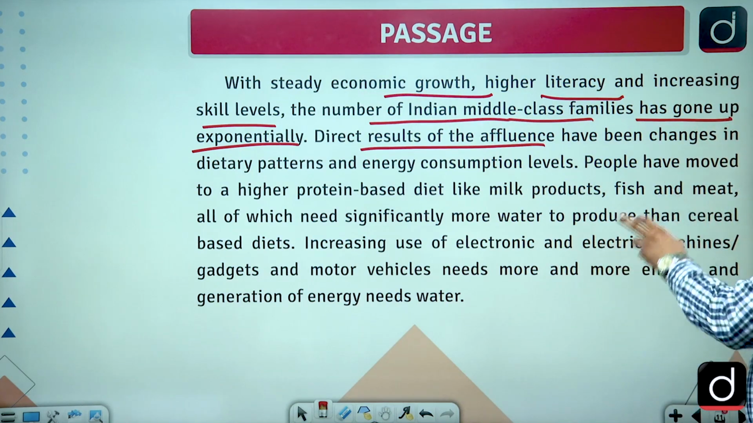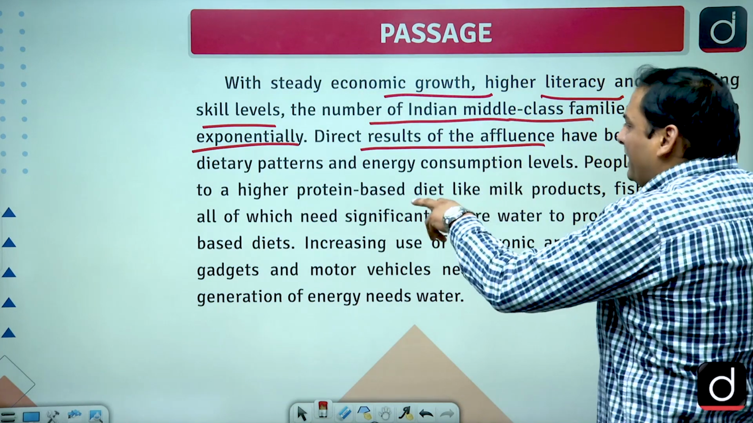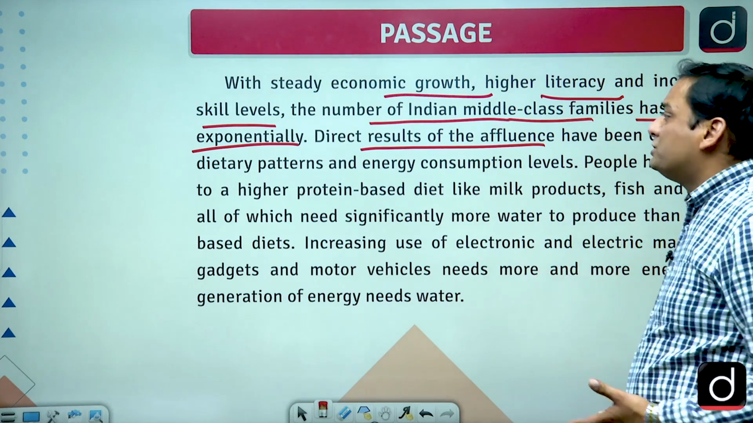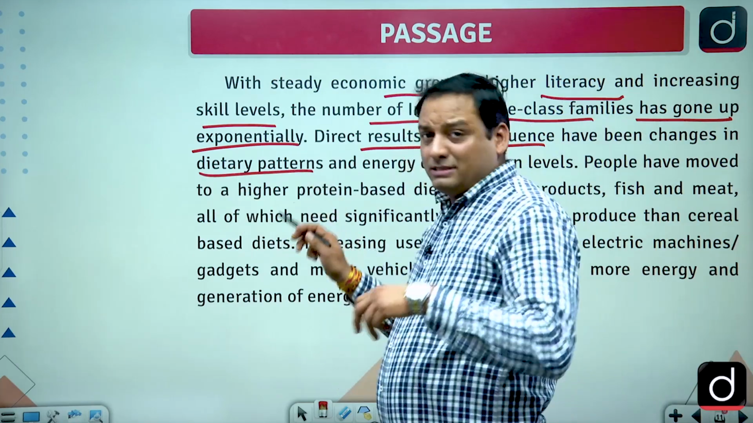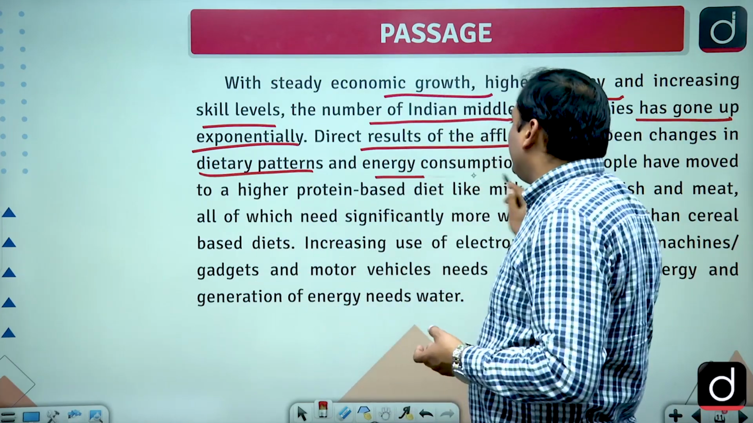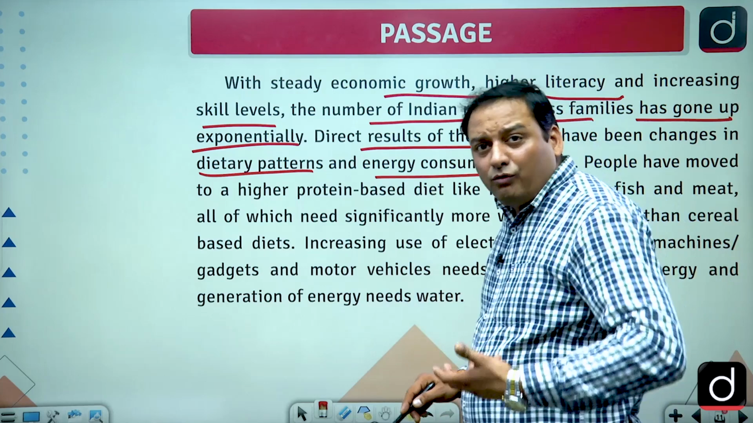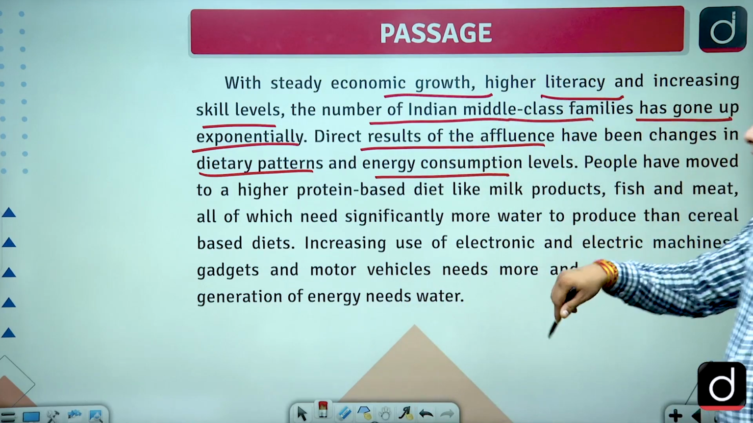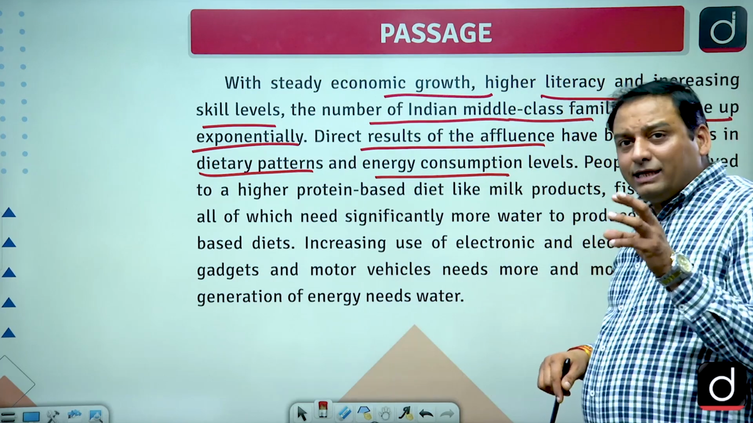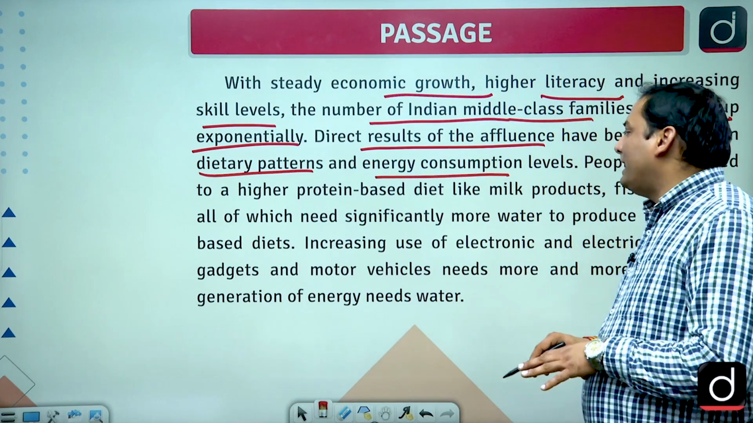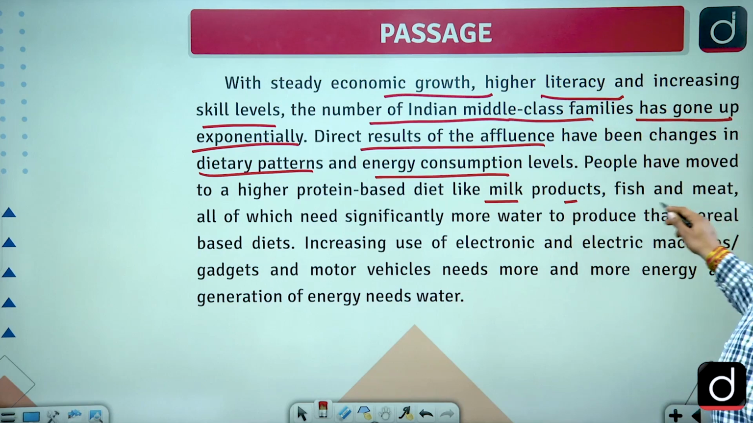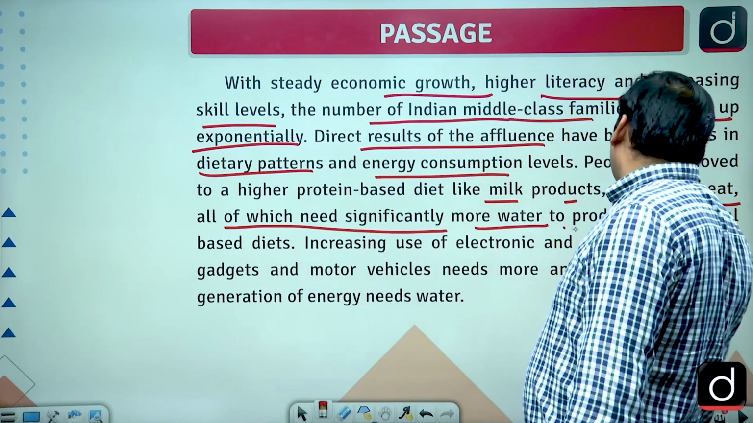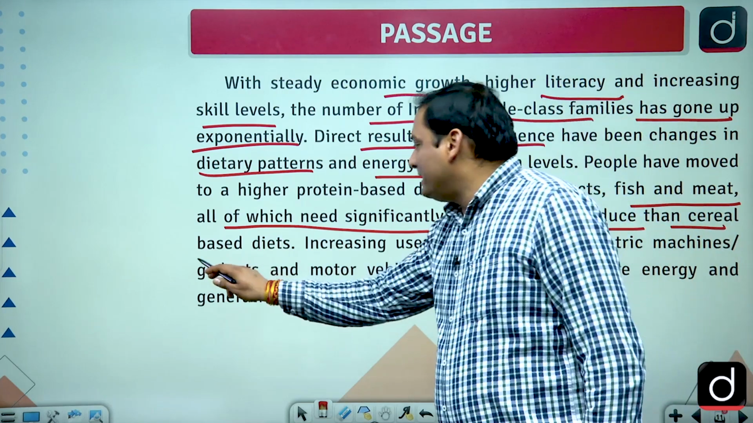Direct results of the affluence have been changes in the dietary patterns and energy consumption levels because they are very prosperous. So they use good food. Dietary patterns have been changed. What is happening there? Energy consumption is growing very rapidly. Then people have moved to a higher protein based diet. Now they are taking what? High protein diet like milk products, fish, meat, etc. All of which need significantly more water to produce than cereal based diets.